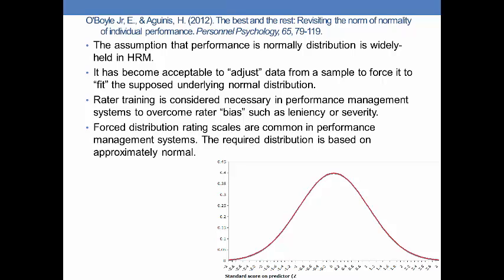Those practices can only be defended if there is some basis in truth. Otherwise, they produce fabricated distinctions between people that affect their lives. How can employees work and aspire to performance in a distribution that is made up and does not reflect the reality of how their performance is actually distributed?